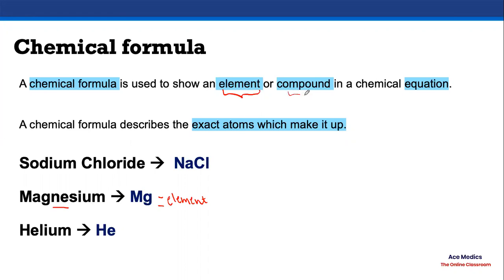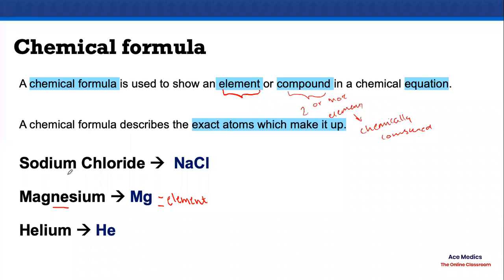And compounds are when you have two or more elements joined up together in a chemical reaction, and that forms something called a compound. So we call that chemically combined. When two or more elements become chemically combined, that is called a compound. So in a chemical formula, we can show either an element or a compound. And the thing about chemical formulas is that it will tell you exactly how many atoms make it up.